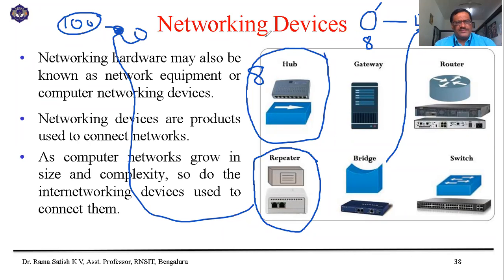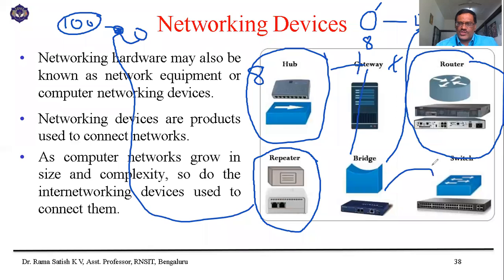And if you want to connect two heterogeneous networks, definitely you should use routers. Routers you should use if you want to connect. And switch is the new technology. It is the combination of your hub plus bridge plus router. So it is called switch. And switches are also called as routers. And switches are also called as bridges. Switches are also called as hub, because all four are combined and it is present.